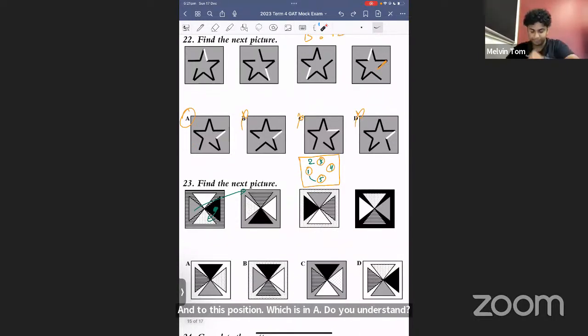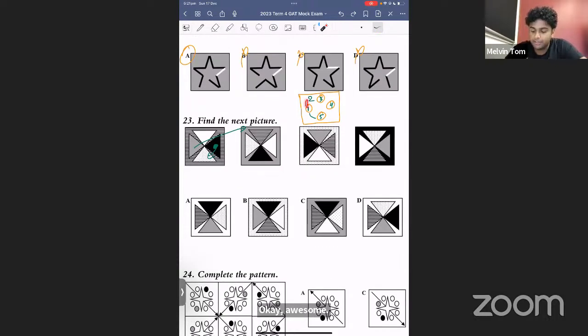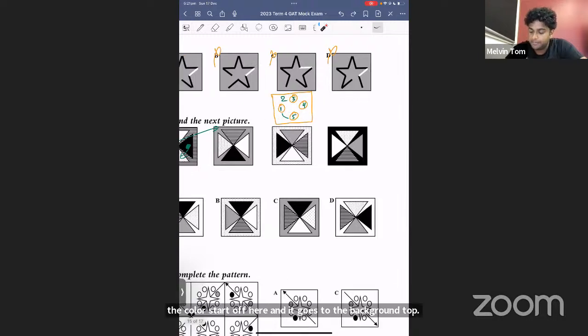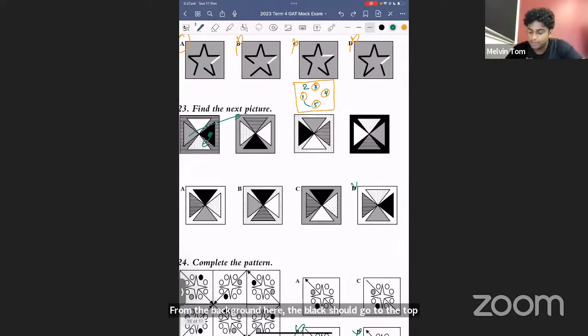Okay, awesome. So back to this question, just to recap, the colors start off here and it goes to the background, top image here, here, and all the way around. So based off that, let's take a look at how the color should move. From the background here, the black should go to the top arrow. So it should go from here to the top arrow. So that cancels out D.